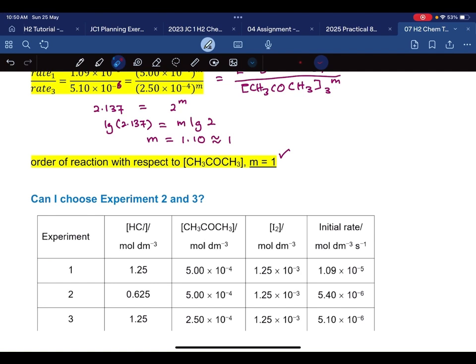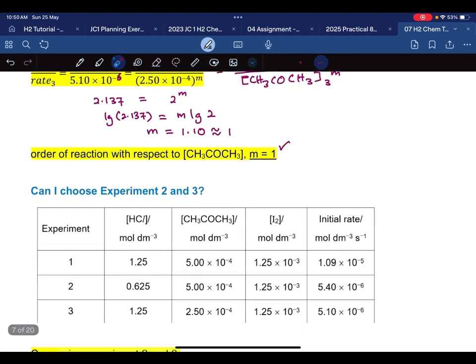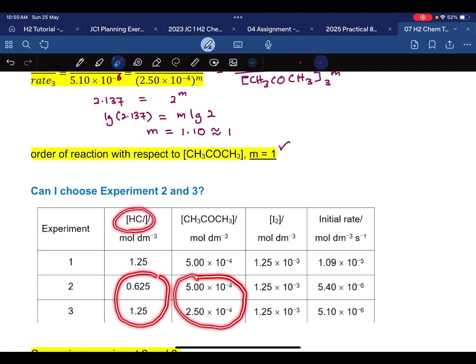Now, to find the order with respect to the propanone, can I choose experiment 2 and 3 instead? Because 2 and 3 also have a variation in the concentration of propanone. Now, it is possible in this case. Although the concentration of the HCl has changed, we can still solve for the order of reaction with respect to the propanone, because we already know the order with respect to HCl is 1.